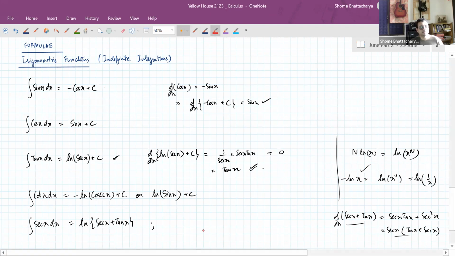Okay. So you see that if you are to differentiate ln of sec x plus tan x, we'll get 1 upon sec x plus tan x into this derivative, which we have calculated here, this term, so into sec x tan x plus sec square x. So that will ultimately give us sec x. Okay. So that is the logic of this. Of course, there's a c. Don't forget the constant of integration.